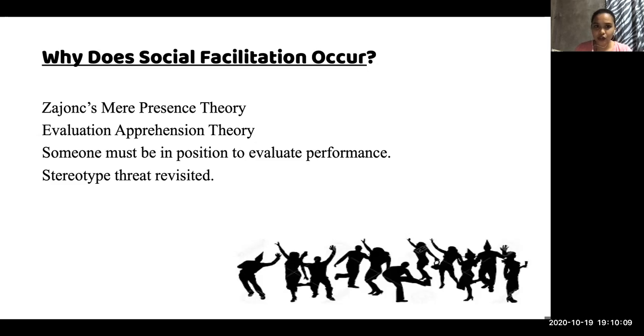Yung sa evaluation apprehension theory, someone must be in position to evaluate performance. So, dito, tinetest naman yung performance mo to evaluate kung nag-i-increase ba yung performance mo pag may presence ng iba, katulad ng audience, competitor, or pag may observer.